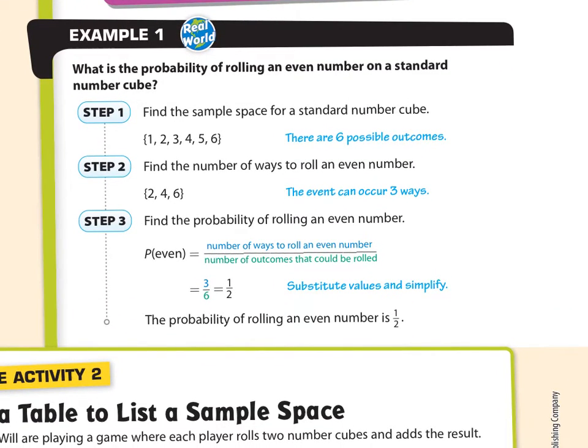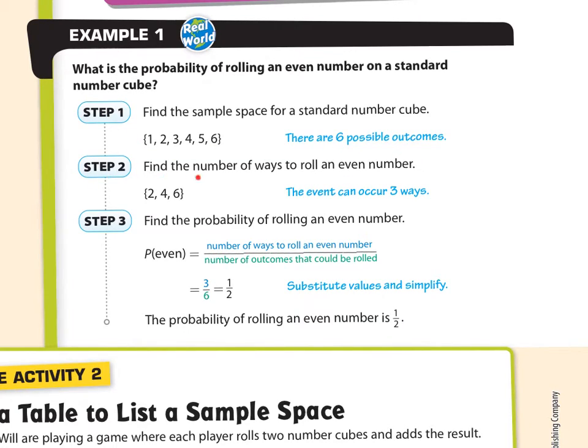Example 1. What is the probability of rolling an even number on a standard number cube? So step 1 is find the sample space for a standard number cube, and they list them right here, showing that there are 6 possible outcomes.